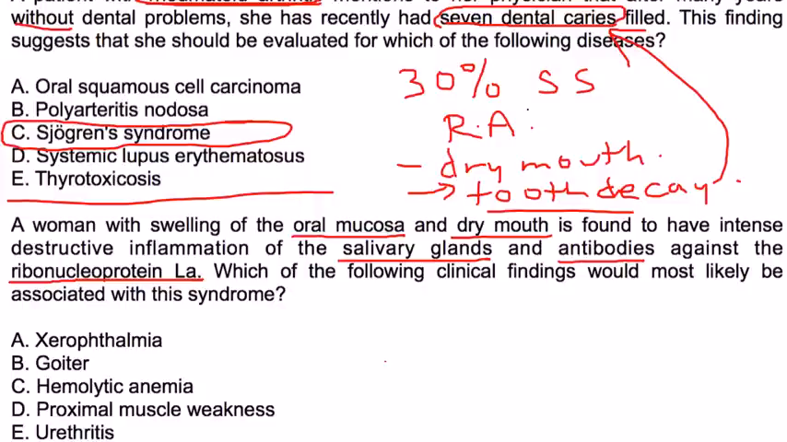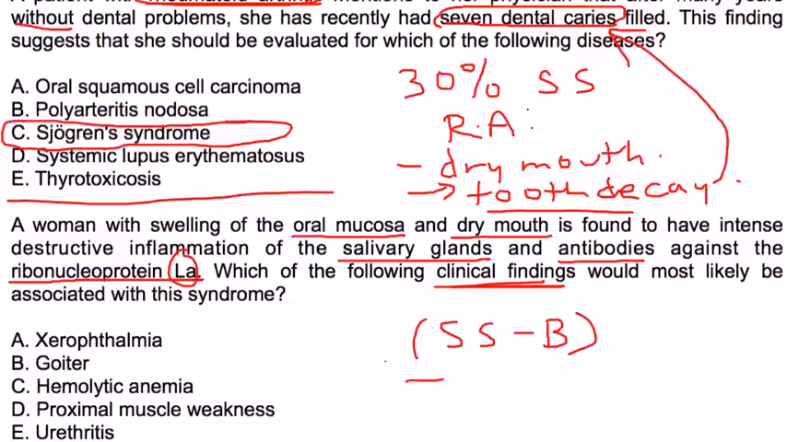Well, like I said, there is La again. Ribonucleoprotein La is also known as SSB, but they're not going to put SSB because it's too easy. And if you remember, these are involved in the diagnosis of Sjögren's. But they don't talk about Sjögren's in the answer choices. They ask you, which of the following clinical findings? Well, I look through here.